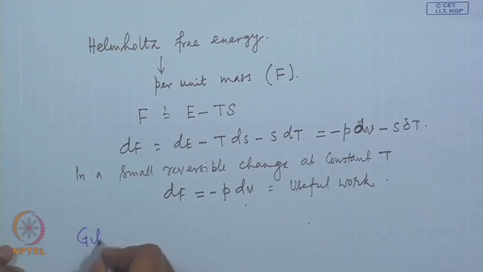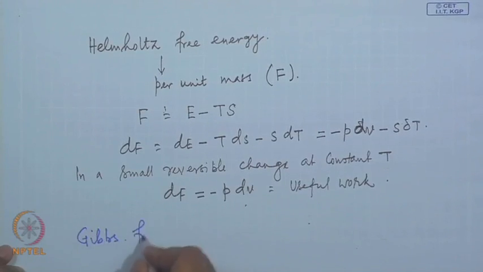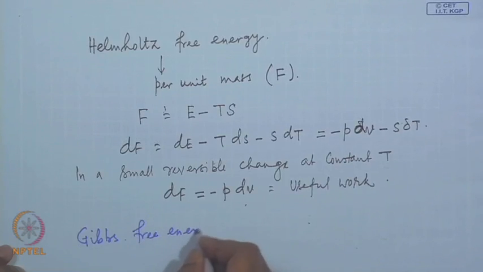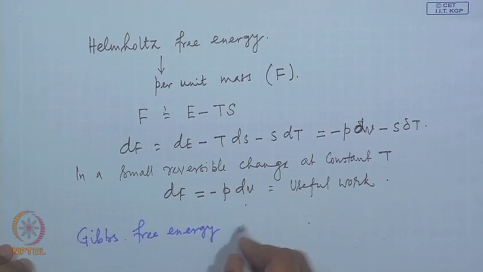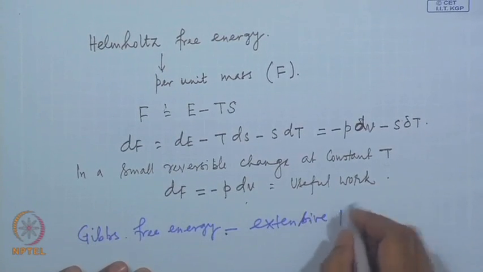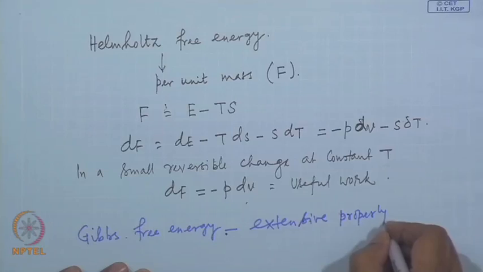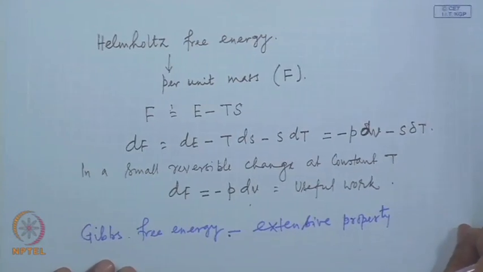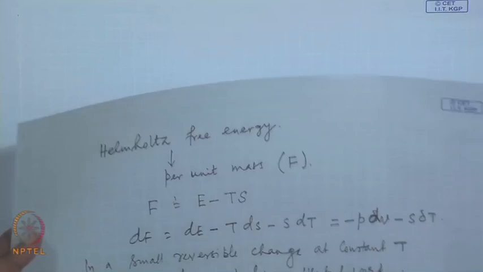The other free energy function is called Gibbs free energy. This is once again an extensive property, like Helmholtz free energy, enthalpy or entropy, and this gives the free energy per unit mass.